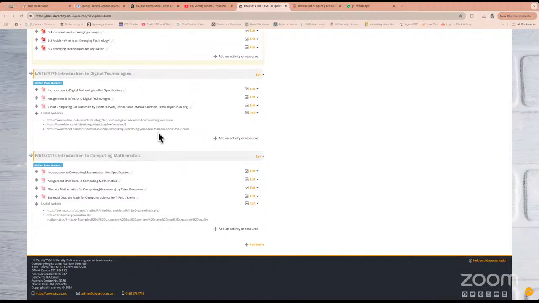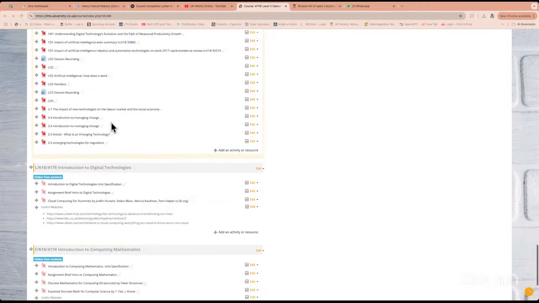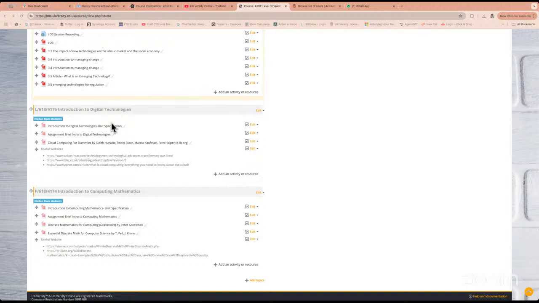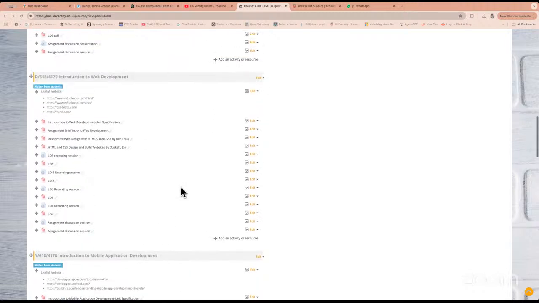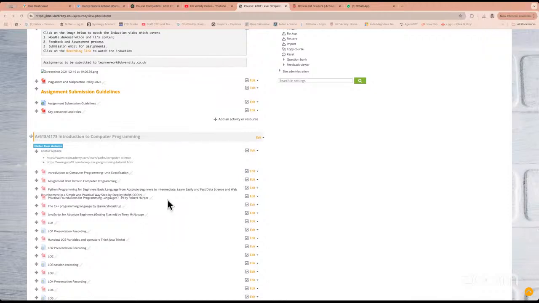Going forward, these are the three units which I normally teach. After this, maybe we'll give a break of 1 or 2 weeks to allow you to finish the assignment for emerging technologies, and then we will start digital technologies. After that, the schedule will be computing mathematics, and then one of the three specialist units: computer programming, mobile app development, and web development. I will reorder this just after the session today.